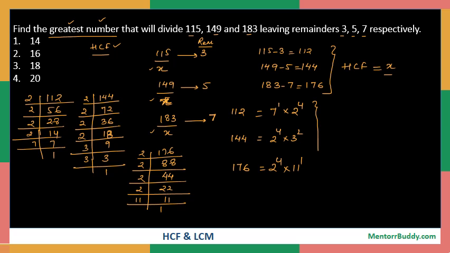As we look into these three factorizations, we know that the common factor is only 2 raised to the power 4, and therefore 2 raised to the power 4 becomes your HCF, which is nothing but 16. So 16 is the number by which if we divide 115, 149 and 183, it will give us the remainders 3, 5 and 7. And there is no number beyond 16, and hence we can say it is the greatest number which when dividing 115, 149, 183 leaves 3, 5 and 7 as the remainders. So the answer to this question becomes option number 2.